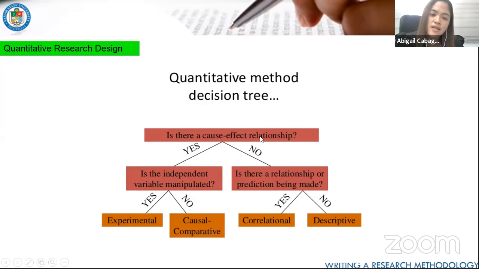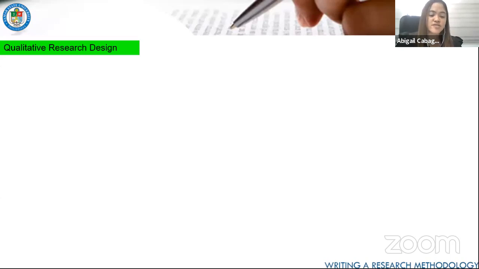Now, if there is a cause and effect relationship, you may ask, is the independent variable manipulated? If there is manipulation of variables, then you use the experimental method. If there is no manipulation of variables, then you can make use of the causal comparative method. Okay, this is just an overview of the quantitative research designs which are commonly used.